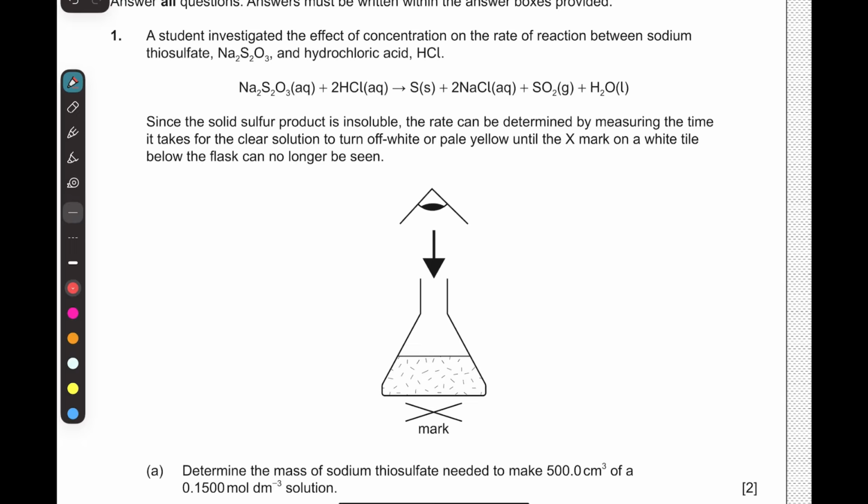Since the solid sulfur product is insoluble, the rate can be determined by measuring the time taken for the clear solution to turn cloudy white or pale yellow until the X mark on the white tile below the flask can no longer be seen. So basically, whenever the reactants are added, your timer starts, and when this cross mark below this conical flask disappears, we stop the timer. Right? So that's how you can measure the rate.